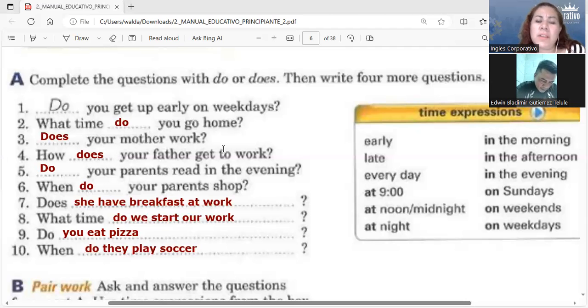How does your father get to work? My father died in 1997. Okay, so he passed away a while ago. Sorry to hear that.